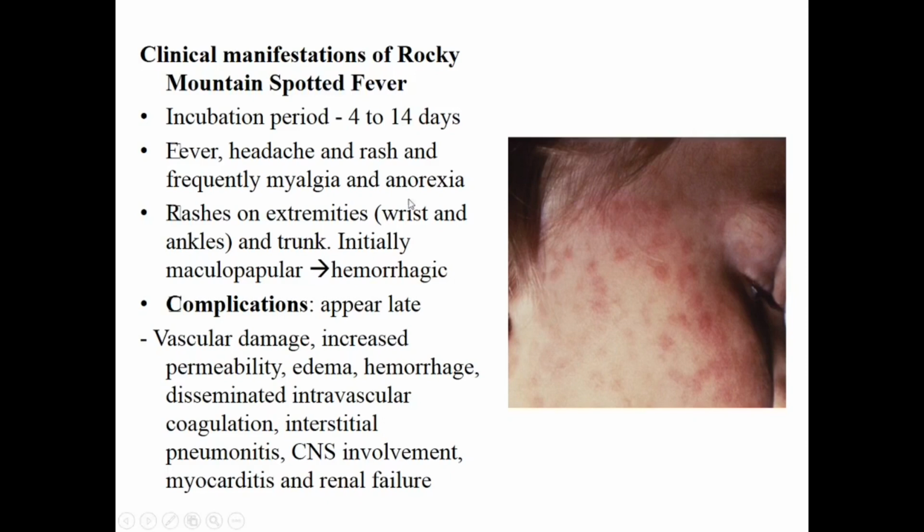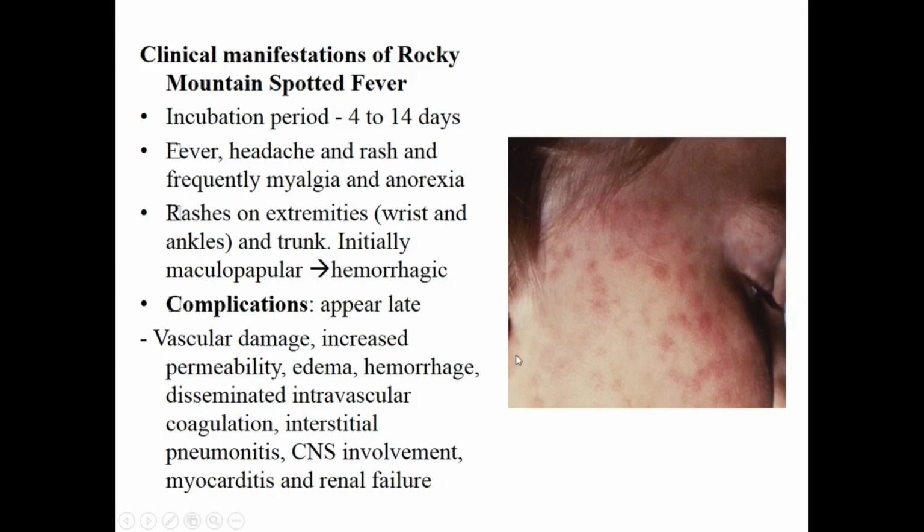The incubation period is 4 to 14 days. You can see this is a rash. The patient presents with headache, rash, and frequent myalgia and anorexia. There will be rashes on the extremities, wrists, and ankles, and on the trunk also. The complications appear very late, but remember that all of them will have complications. Here, the fatality rate is very high. They will present with vascular damage. Like I said, these are common to all the rickettsial diseases: increased permeability, edema, hemorrhage, DIC (disseminated intravascular coagulation), interstitial pneumonitis, CNS involvement in the form of encephalitis, then cardiac involvement, myocarditis, and even renal failure.